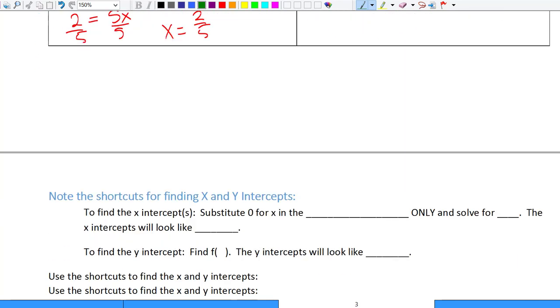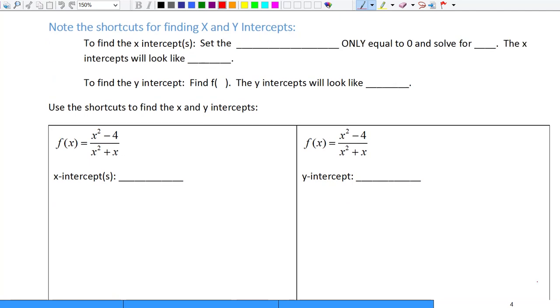Alright, so let's talk about some shortcuts. The shortcuts for finding x and y intercepts are, to find the x-intercept, as we talked about in the last question, you're going to set the numerator only equal to 0 and then solve for x. The answers again are going to look like some value, comma 0. To find the y-intercept, like we talked about in the last example, the shortcut is just to find f of 0, and then it's going to be 0, comma some answer, and that's the way the y-intercepts will look.